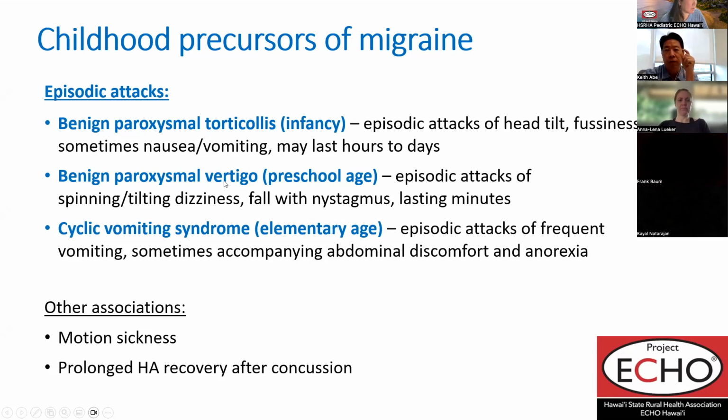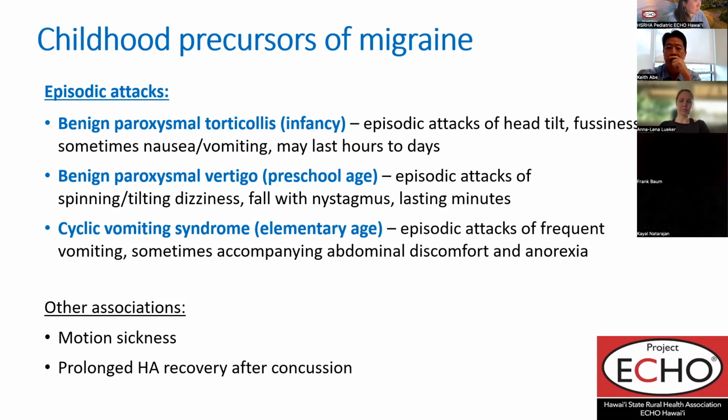Benign paroxysmal vertigo, different from BPPV in older people where you have the head turning and your otolith moving in your canal. This is just kids who all of a sudden get vertiginous and will hold on to their parent and close their eyes because they feel uncomfortable. They might get pale, they open their eyes, they might have nystagmus, and it kind of passes with these attacks, usually lasting minutes. Often they are prone to migraine later when they get older. And then cyclic vomiting, the kids who are otherwise well in every other regard, but just have recurrent bouts of vomiting. Actually, they're treated fairly well now with migraine prophylactic type medications.